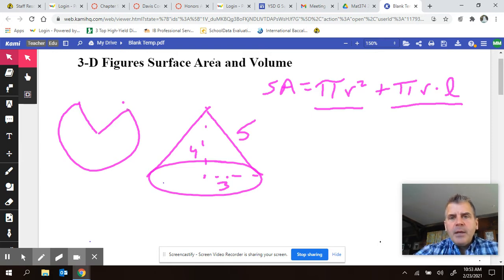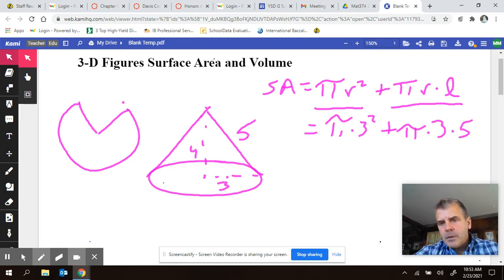So, all right. How does this work in terms of the surface area? Well, now we just plug in. We're just going to go pi times 3 squared plus pi times 3 times 5 in this case. Calculate all that out. So now it just becomes a calculator problem, and you should get the same thing that they have in the text.